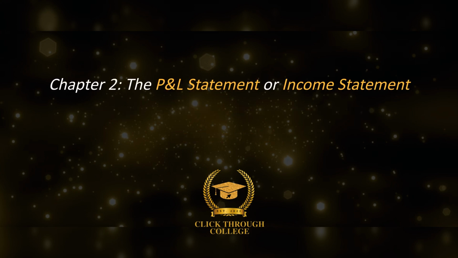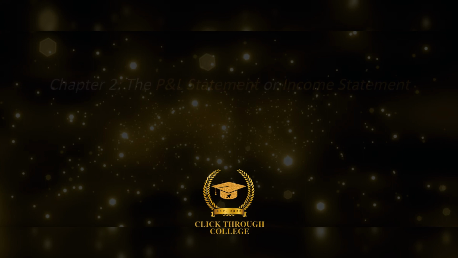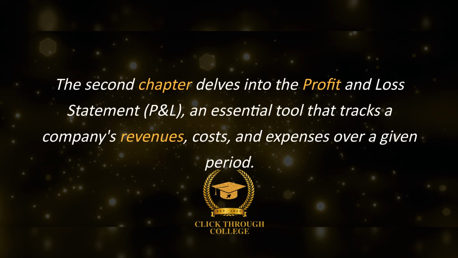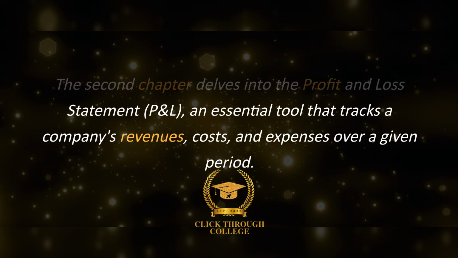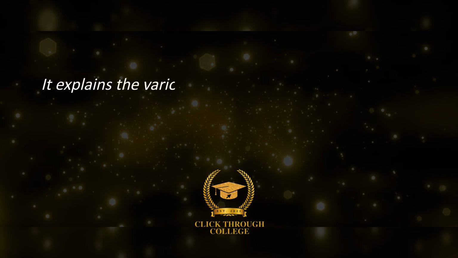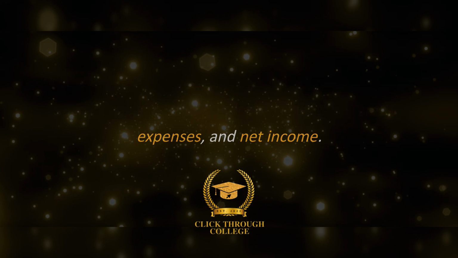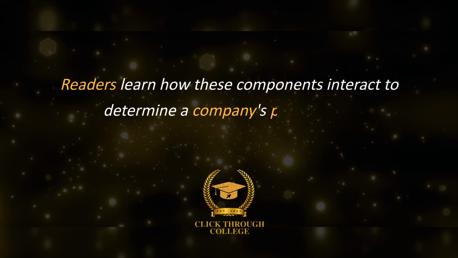Chapter 2: The P&L Statement or Income Statement. The second chapter delves into the profit and loss statement, P&L, an essential tool that tracks a company's revenues, costs, and expenses over a given period. It explains the various elements of the P&L statement, such as sales, cost of goods sold, COGS, operating expenses, and net income. Readers learn how these components interact to determine a company's profitability.